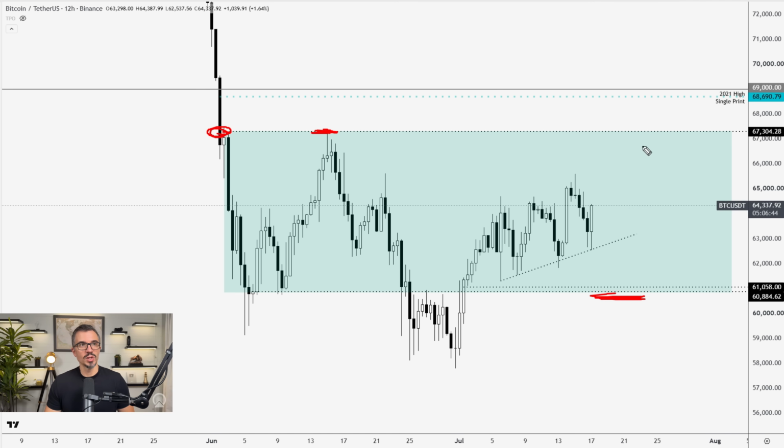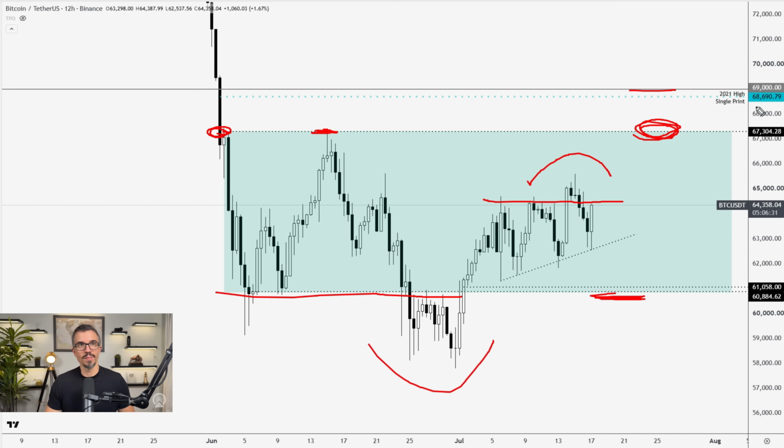So I do think in terms of liquidity, like we talked about, we swept the high back here, we swept these lows over here. So now you've got this pocket up here around 67, plus you have the 2021 high around 69K. You've got a single print up here at 68,690. So there is liquidity up here in this region that the market could come up here and tap before we see lower for BTC and a drop back within this range.